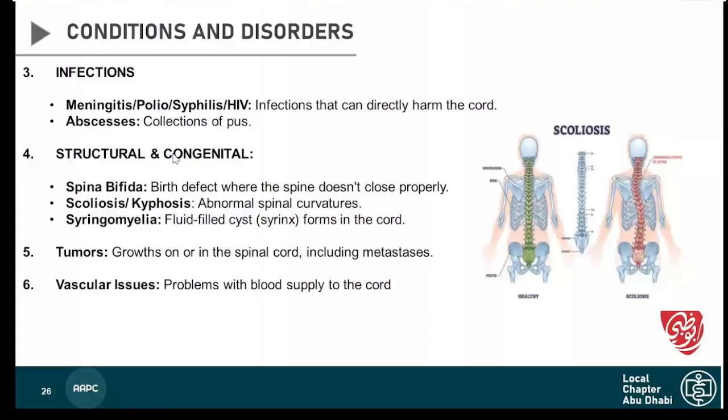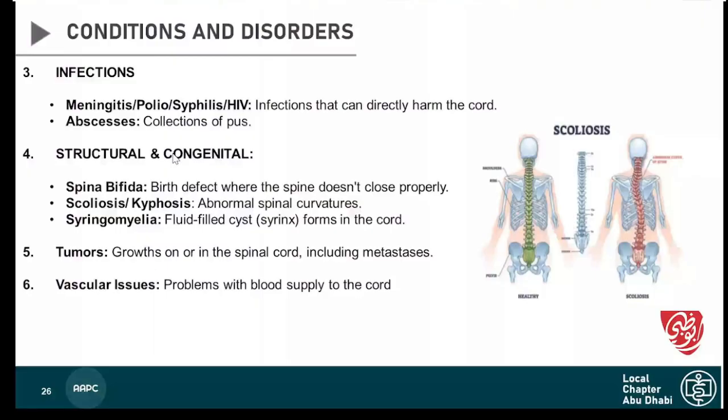Okay, scoliosis and kyphosis we have already discussed. It is a structural defect that occurs to the spinal cord. Then syringomyelia, which is a fluid-filled cyst that forms in the cord. For that, drainage will be performed. Okay, these are the structural and congenital conditions. Then comes tumor.